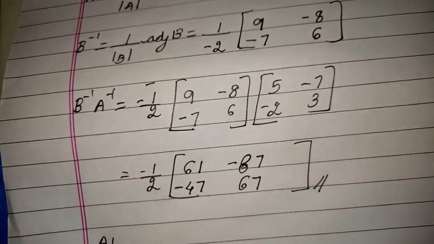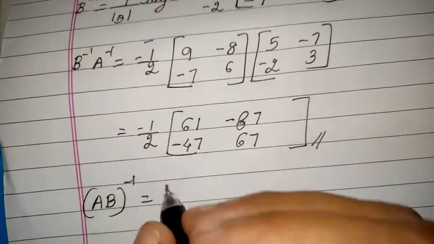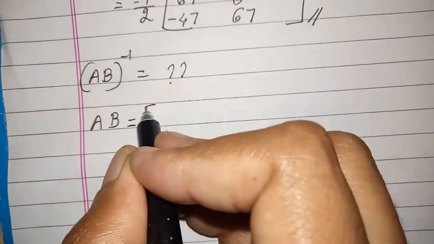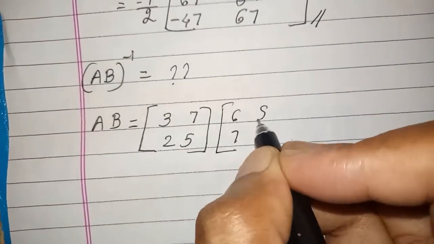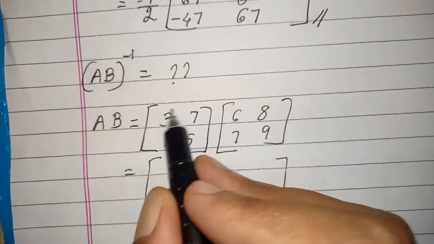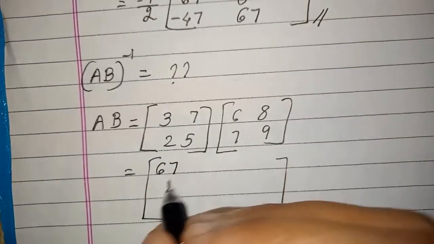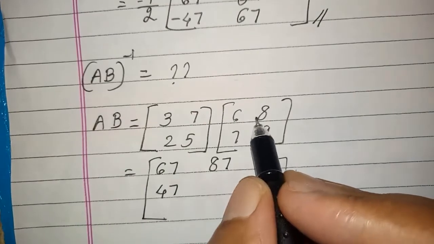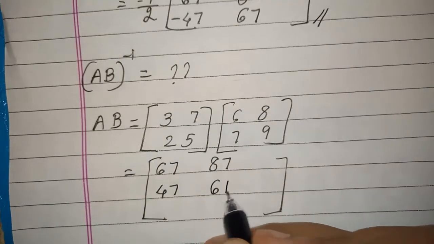Now I have to find AB inverse. But before that I should know what A into B is. So let me compute A into B. My A is [3, 2; 7, 5] and my B is [6, 7; 8, 9]. So let's multiply this. So let us find AB first. 3 sixes are 18 plus 49, 67. 12 plus 35, 47. 24 plus 63, 87. 16 plus 45, 61.